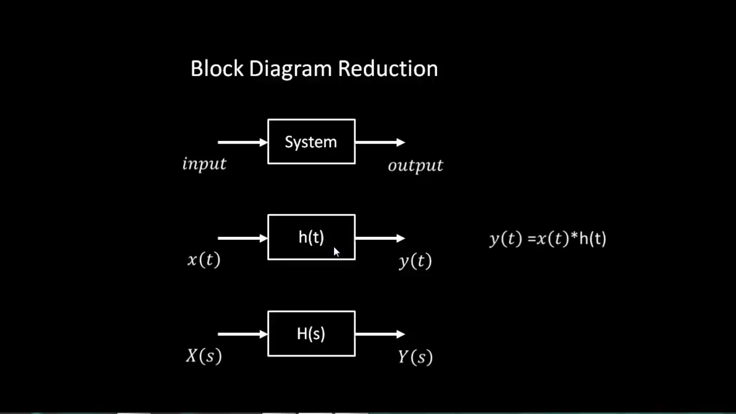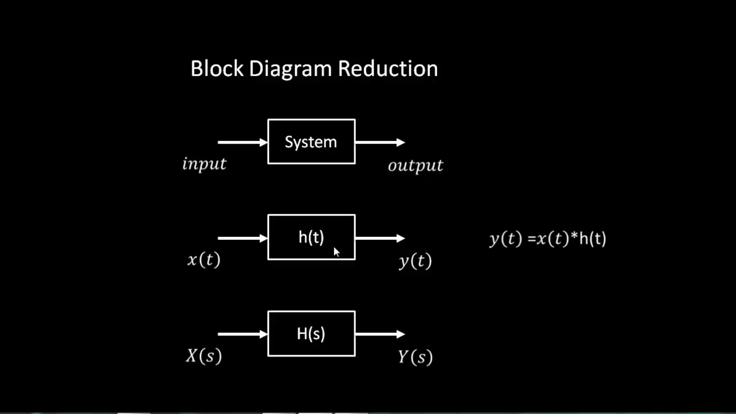If you can see here, the input x of t is written as capital X of s. H of t is written as capital H of s. Y of t is written as capital Y of s. The difference between small x and capital X is whether it's a parameter of time or a parameter of the s domain. So if it is a function of s, we write capital letters. Whenever I write capital letters in my mathematical equations, it usually means it's a function of s.